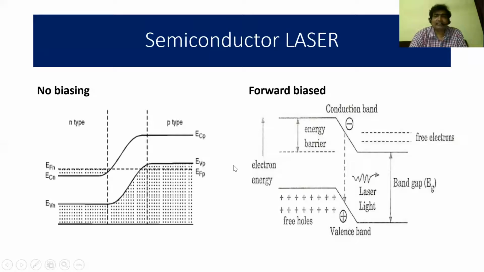This is the energy level diagram of the semiconductor laser in two cases: when no forward bias is applied, and when sufficient forward bias is applied. When no forward bias is applied, here you can observe there is no emission of light. And here you can observe in P region the majority charge carriers are holes and in N region the majority charge carriers are electrons. This is the conduction band and this is the valence band, in respect to N region and P region.